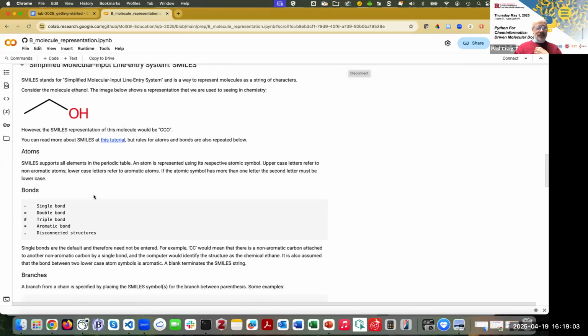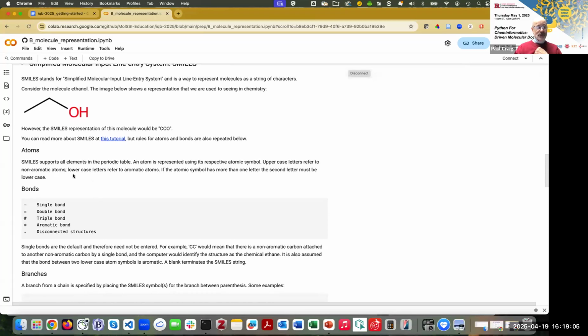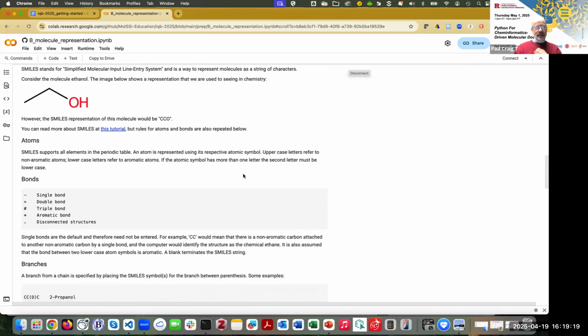SMILES actually supports all the elements in the periodic table, and atoms are represented as a single capital letter, or if it's a two-letter element, like thorium, it would be capital T, small h. Also, typically we use uppercase letters to refer to non-aromatic atoms, and lowercase letters refer to aromatic atoms. We'll see this later.